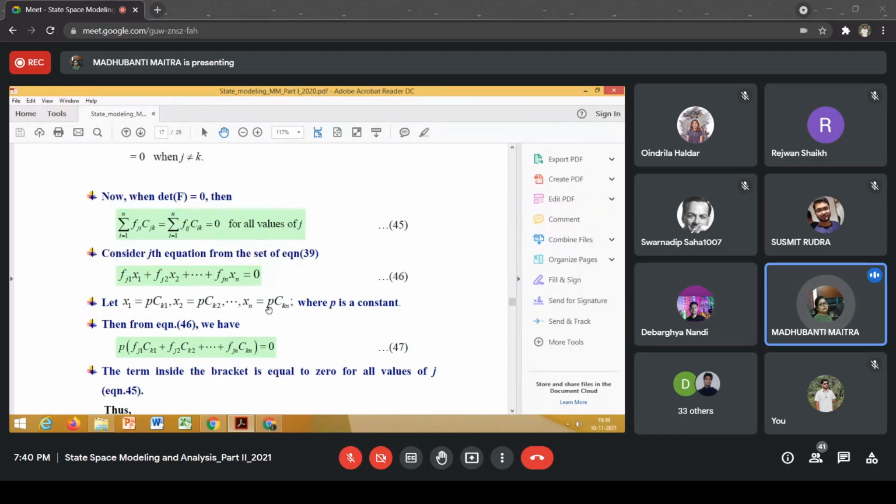The value of p could be 1. Even if it is not 1, if I take p as common, we are interested in the value of this summation, fj1 ck1 plus fj2 ck2, and this summation will always be equal to 0.